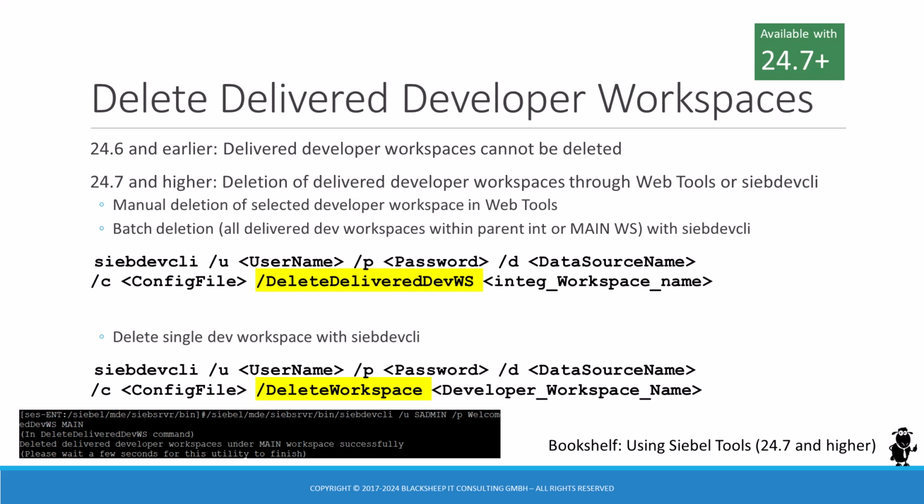Trouble starts when you have a lot of delivered developer workspaces under the main branch. Until 24.7, those were not allowed to be deleted. Project teams had to resort to the flatten workspace command if they wanted a clean slate, a risky endeavor which Oracle only recommends under certain circumstances. With 24.7 and higher, developer workspaces with a delivered status can be deleted, either one by one or in batch via the new Delete Delivered Dev Workspace switch for the Sieb Dev CLI utility.